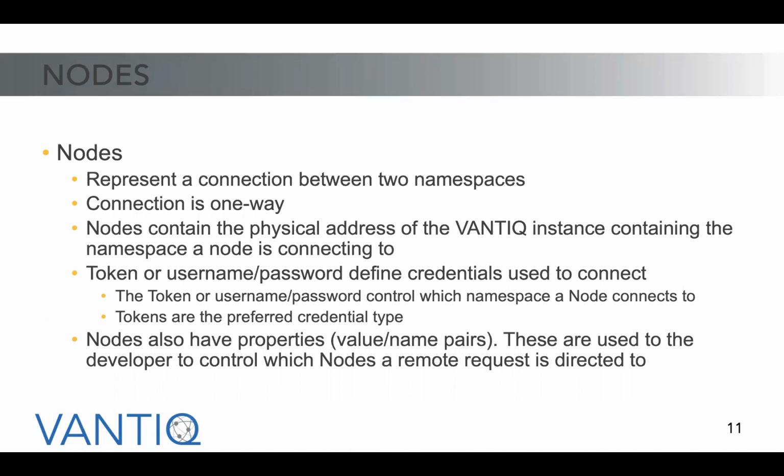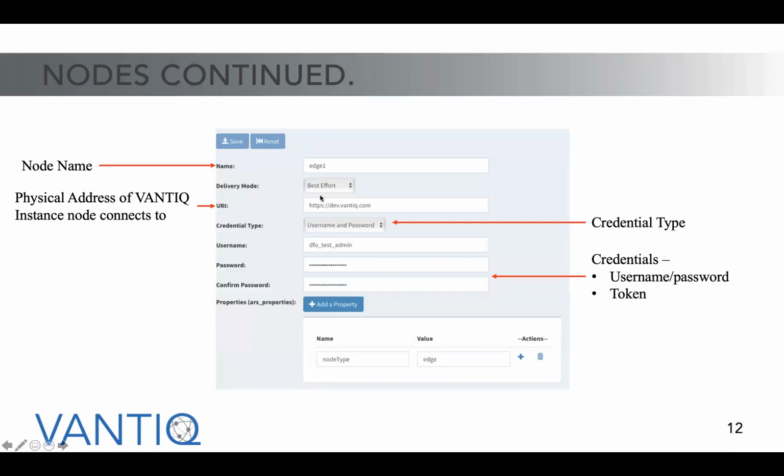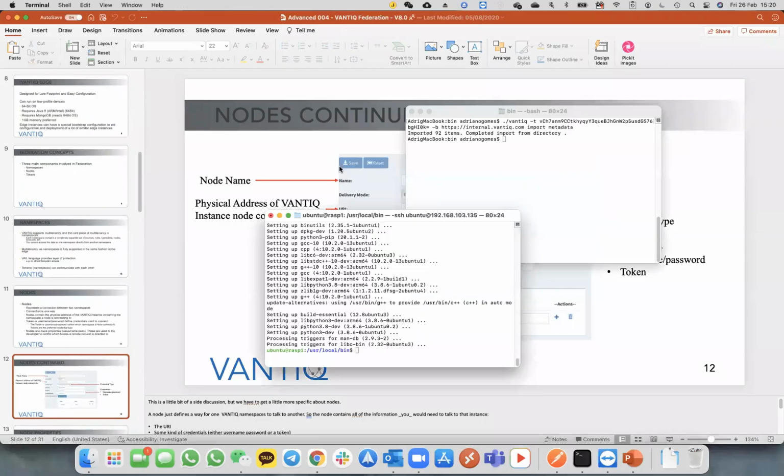The nodes represent a one-way connection between two namespaces. So whenever you want to connect from one namespace to another, you generate a token and you put that in the node configuration. So I'm gonna do this right now.